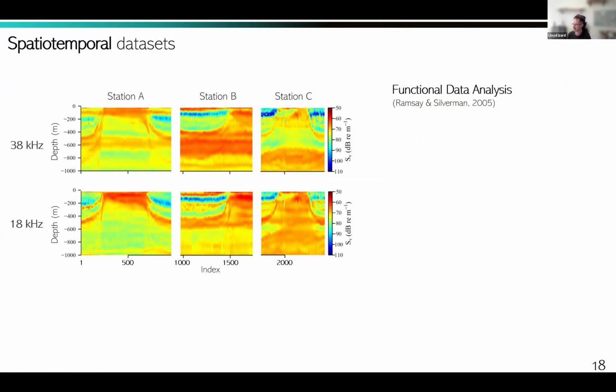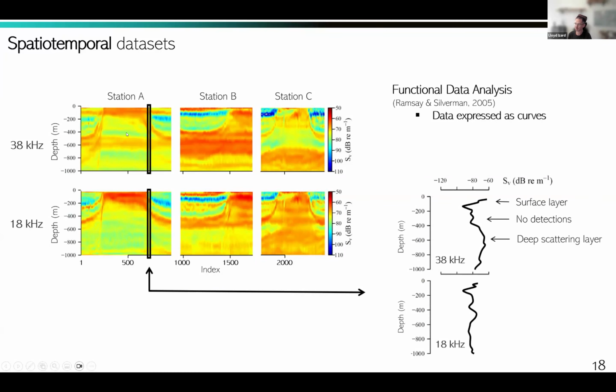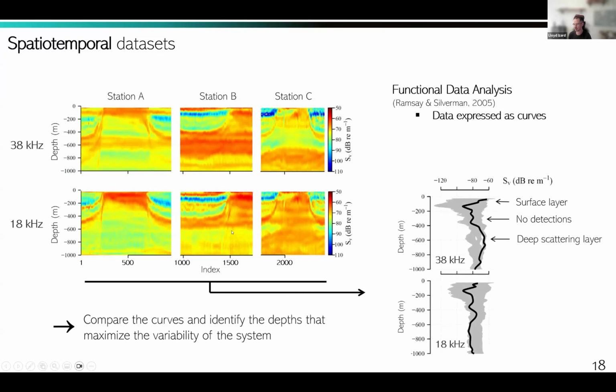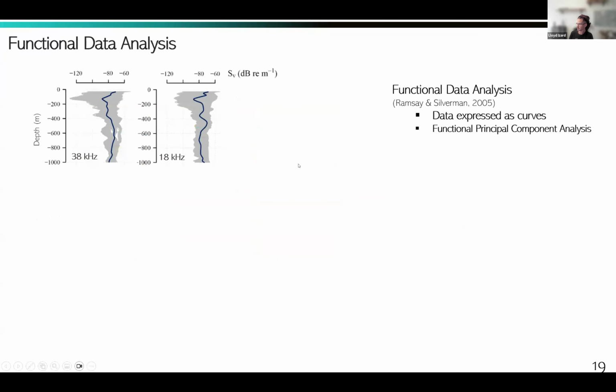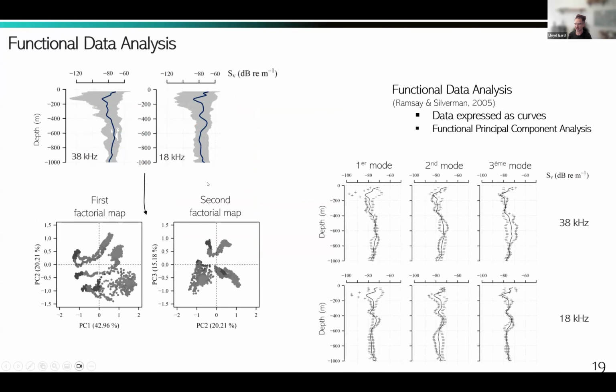So on this data set, I will apply now functional data analysis as we applied previously. And we can do that because, again, these images are composed of data that can be expressed as curve. And the goal here is to compare these curves together and identify the depths that maximize the variability of the system. So we apply functional principal component analysis, and I will not go into details again, but that's the result of the analysis. We get different factorial maps that have to be investigated with the different eigenfunctions or different vertical modes of variability that are associated with these axes.